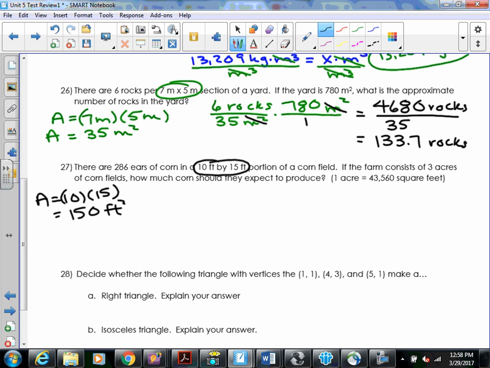Okay, so let's set up what we have. We know from the beginning that we're going to have 286 ears of corn, and those 286 ears of corn are going to be contained in 150 square feet of land. Why would the ears be on top? Because that's how many ears of corn we have. So remember, the formula for population density is the number of items divided by area. So this is my number of items, and this 150 square feet is my area.